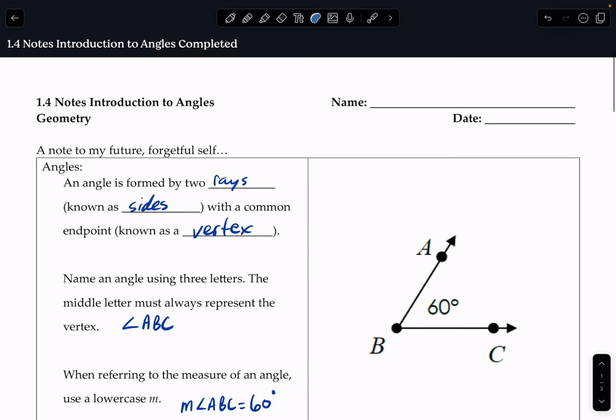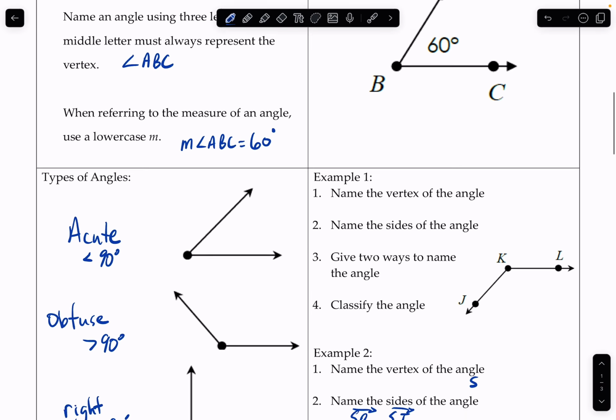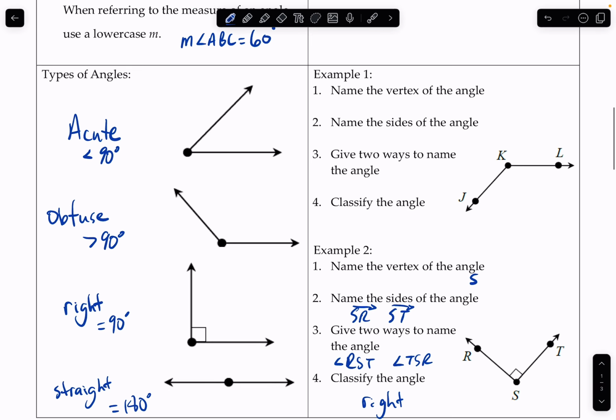I wanted to go over a few key parts of the notes. This is the 1-4 Introduction to Angle Notes, and we are going to be going over some of the more important parts of it that I think y'all would need a little extra help on. So hopefully these are helpful.